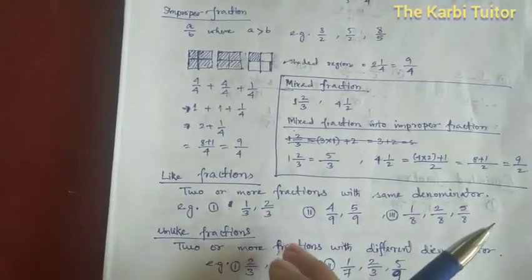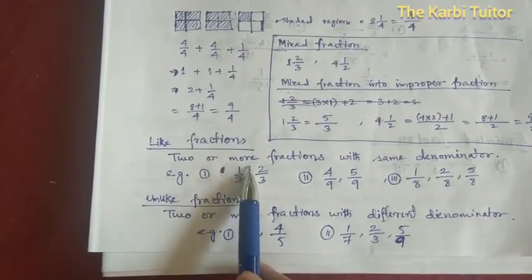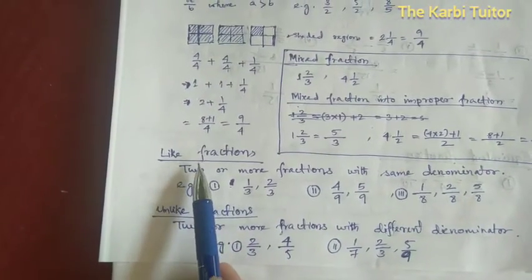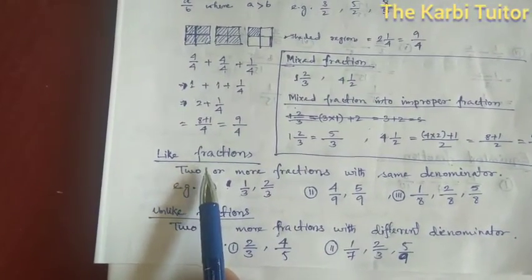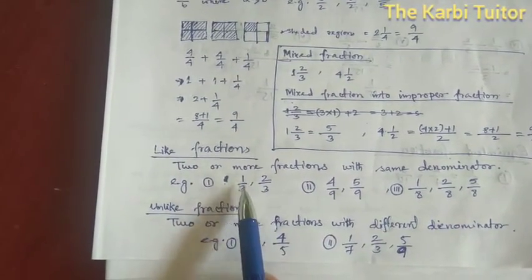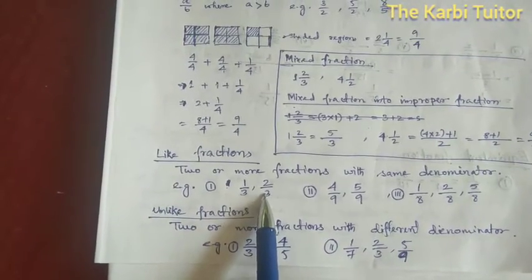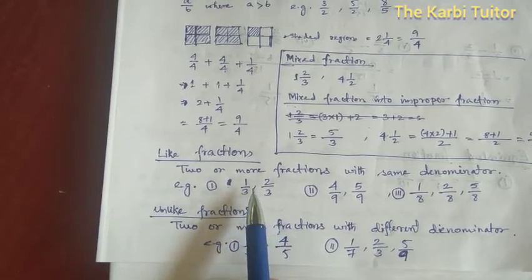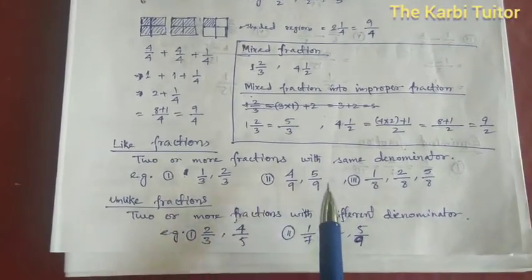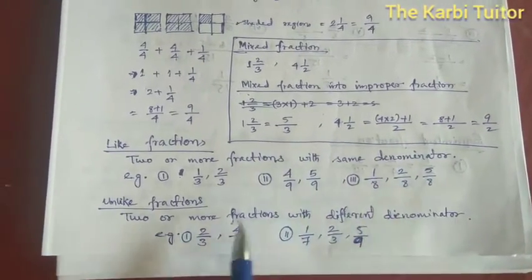Now let's see like fractions. So 2 or more fractions with the same denominator. So what are like fractions? 2 or more fractions with the same denominator. Example: 1 by 3 and 2 by 3 are like fractions because the denominators of these two fractions are the same. Here 4 by 9 and 5 by 9, the denominators are the same, 9 and 9. Here also 8, 8, 8.